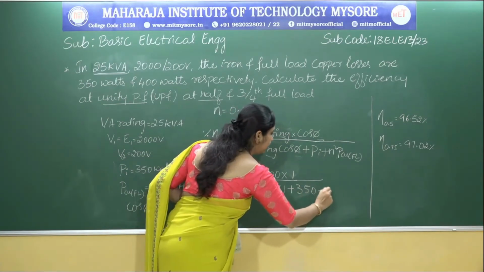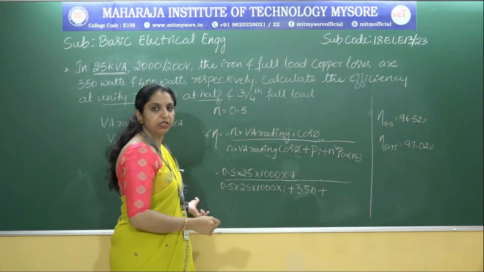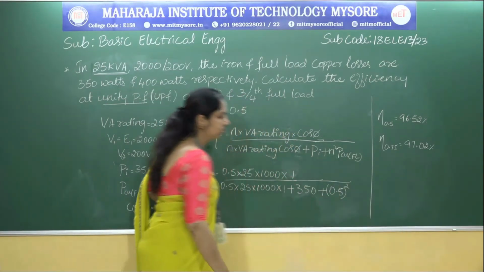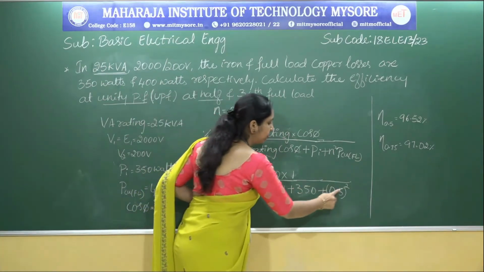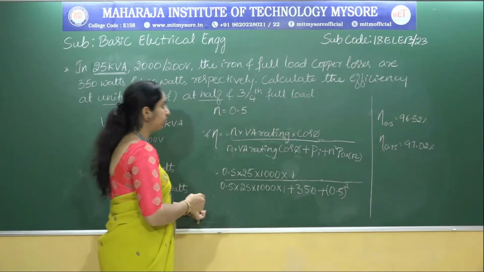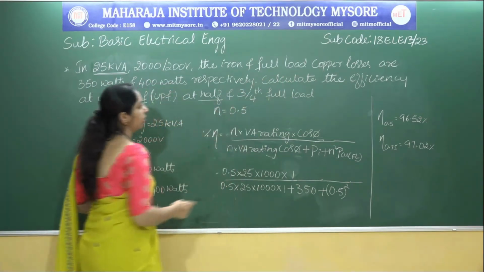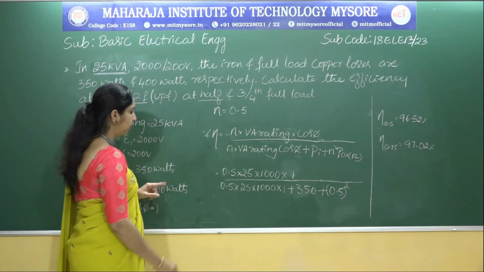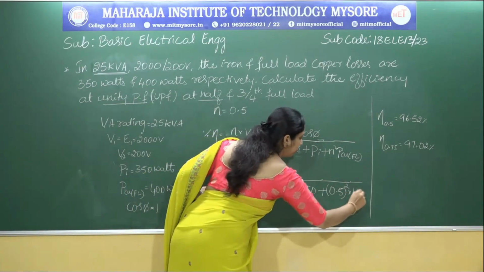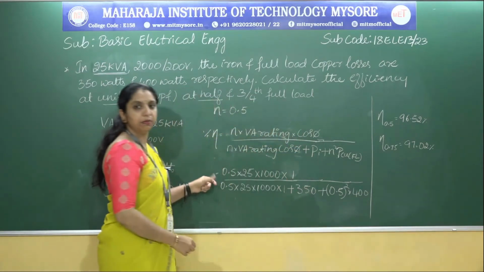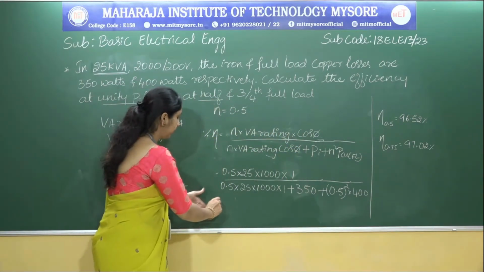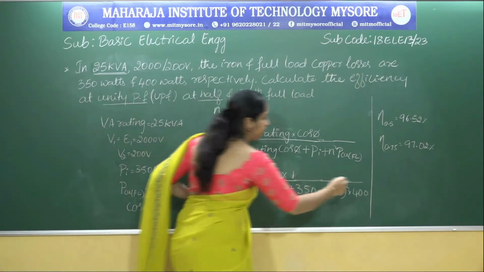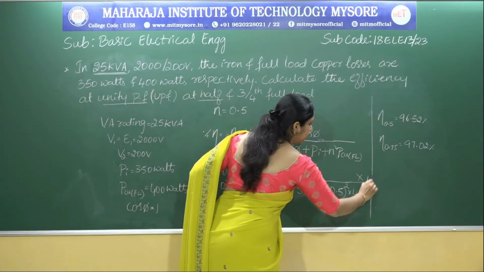Plus 350 watts, plus N square. N is equal to 0.5, so if you just square it, we write 0.5 whole square into PCU full load, because they have clearly given the full load copper loss, which is 400 watts. So into 400. Now simplify this expression. After simplification, remember, in terms of percentage we need to multiply this with 100.